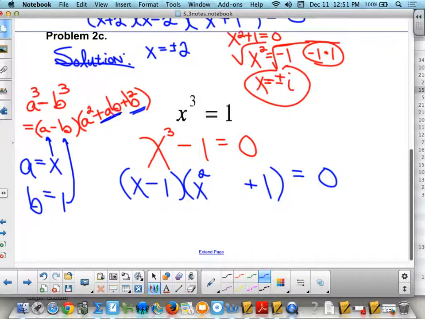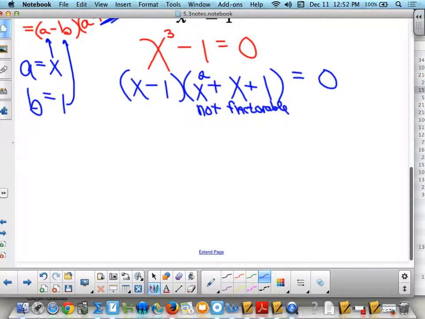What's the middle term going to be? A times B. This times this. That's just 1x. What's the sign going to be? Plus. And there it is. That was yesterday's lesson. Now, what did I say about this trinomial yesterday? It's never factorable. Not factorable. So please don't waste your time trying. Okay? So here we go.